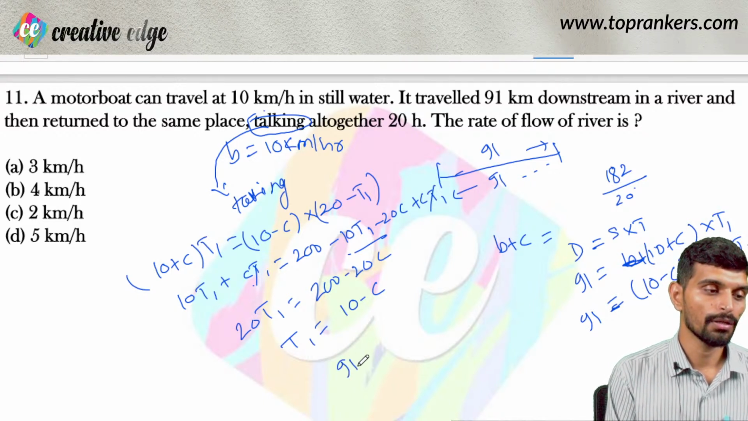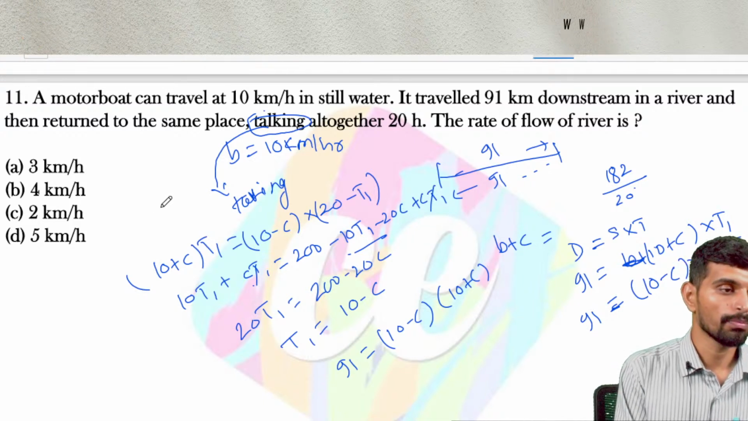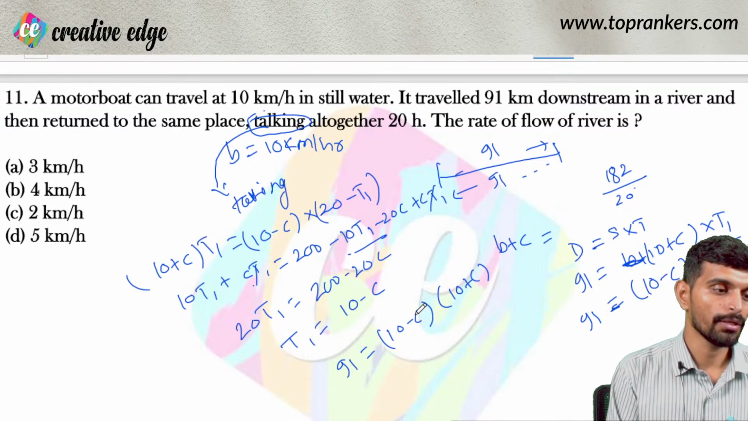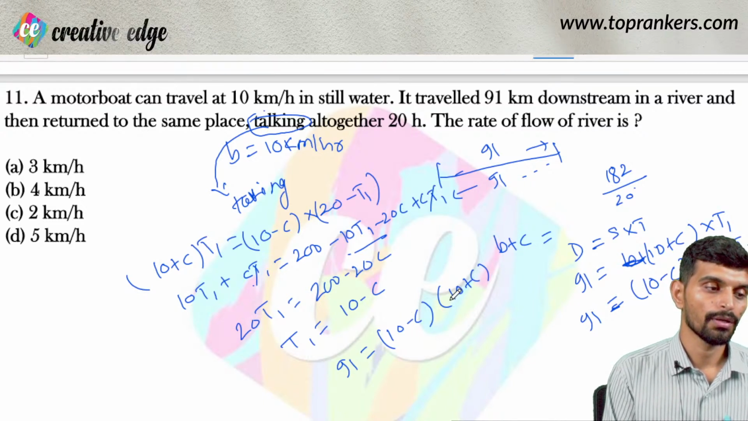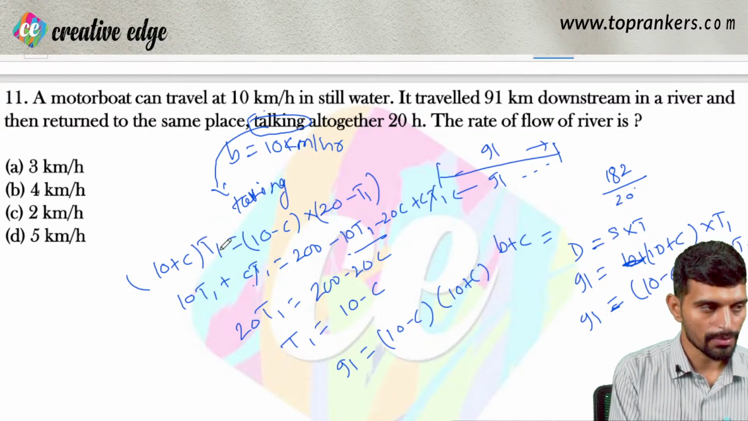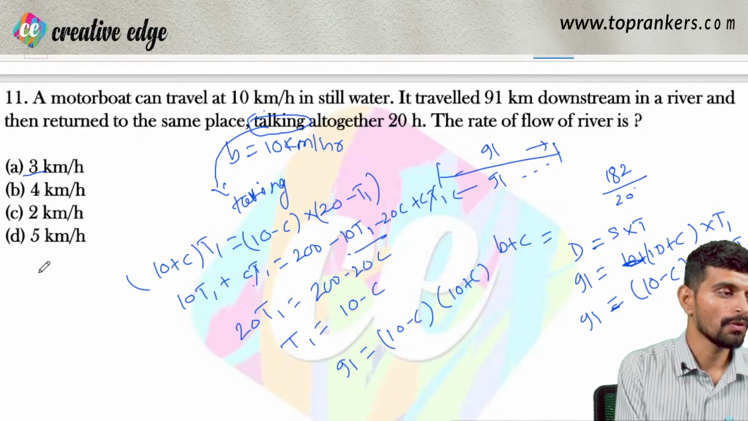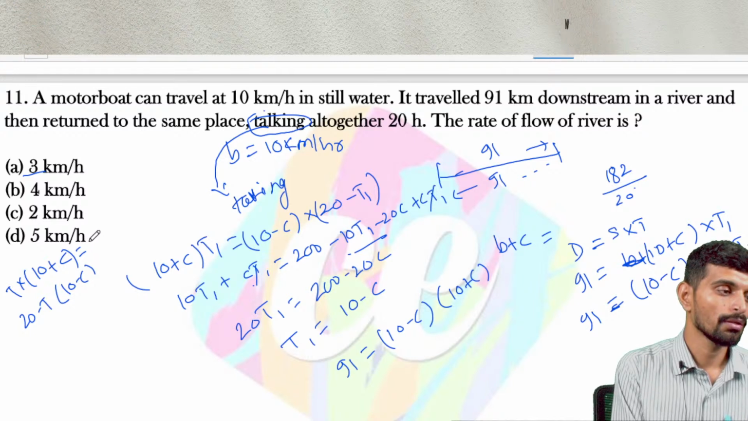So 91 is equal to 10 minus C into 10 plus C, or you can put the value of C here to determine the value, right? So let's not go by this method, let's go by the options, because we know 10 plus C into T should be equal to 20 minus T into 10 minus C, right? These both are equal.